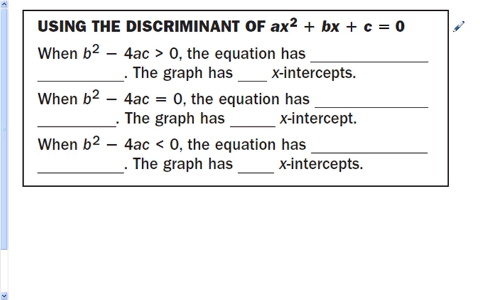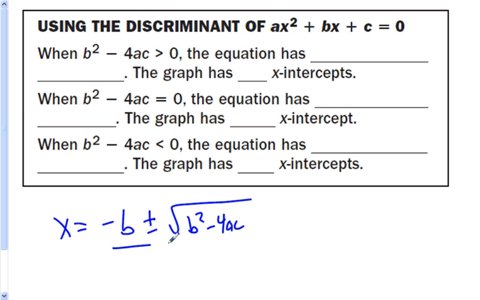Using the discriminant of ax squared plus bx plus c equals 0. First thing we want to do is figure out what is the discriminant. So if you think about your quadratic formula, that's x equals negative b plus or minus the square root of b squared minus 4ac divided by 2a.